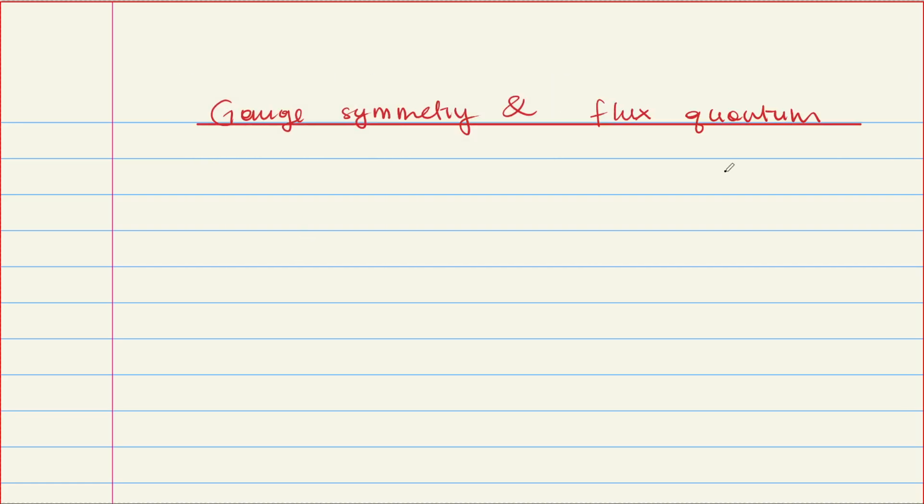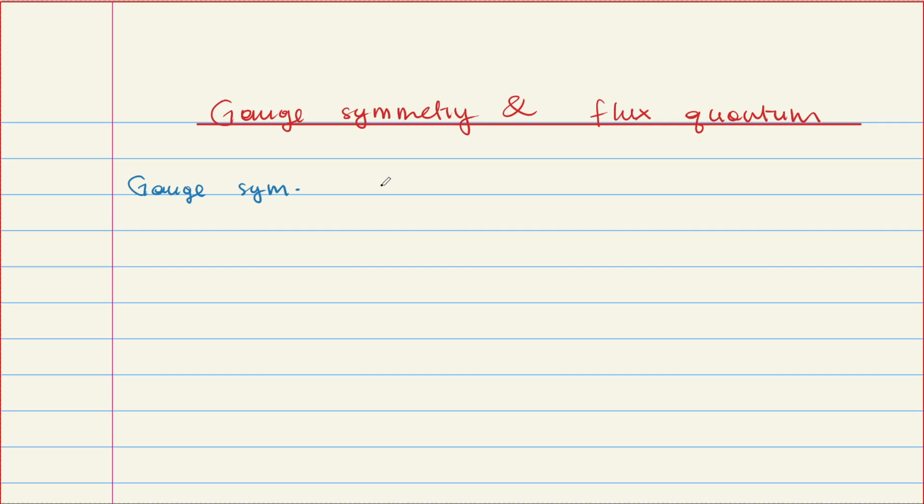So today I want to talk about so-called gauge symmetry. And related to this, we are also going to see flux quantization. So first, let me start with gauge symmetry.